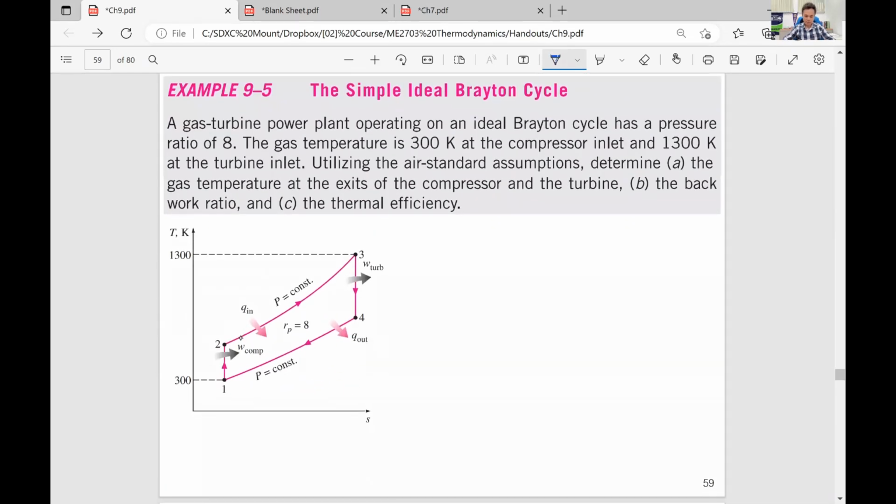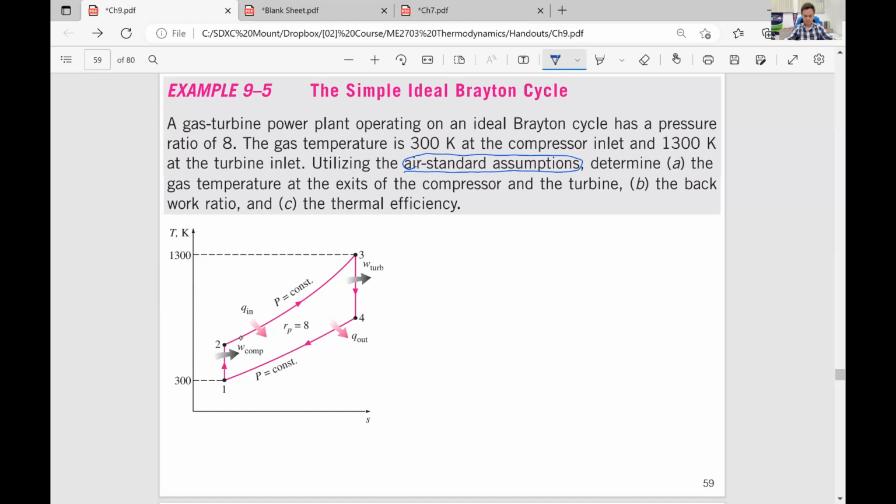So let's try this example. A gas turbine power plant operating on an ideal Brayton cycle has a pressure ratio of 8. The gas temperature is 300 K at the compressor inlet and 1300 K at the turbine inlet, utilizing the air standard assumptions. Okay, no code. It's just air standard assumptions. That implies that you will need to take the variation of the specific heat over the temperature into account. Okay, that also implies you will need to use the tables.